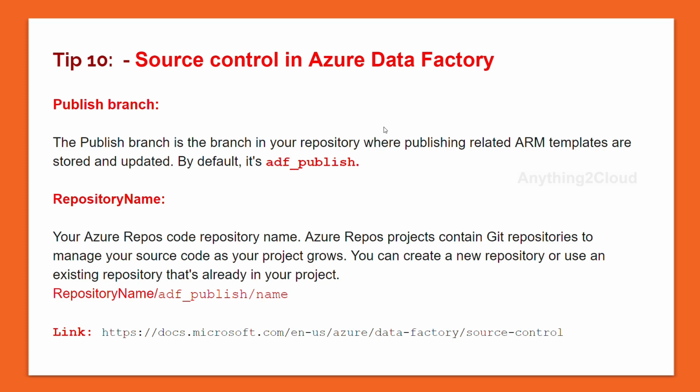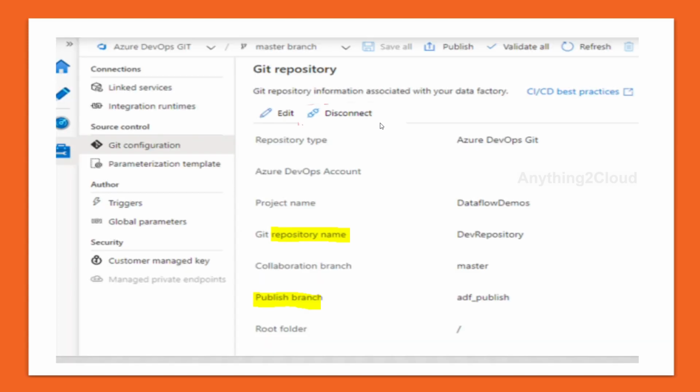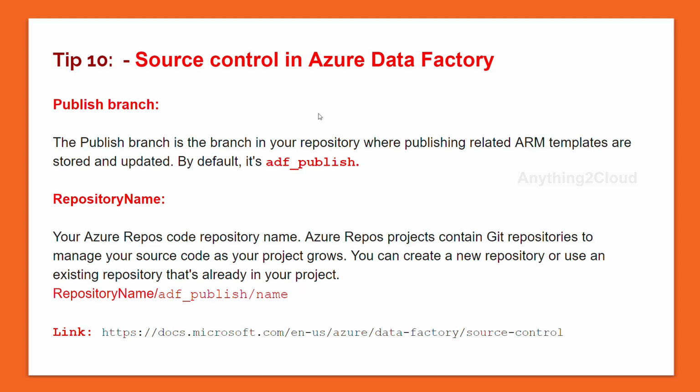The next step is on source control in Azure Data Factory. In Azure Data Factory, when you configure using Azure DevOps, you can see the configuration as shown in the screenshot here. You will have a repository type, then the repository account, then the project name, then the repository name, followed by the collaboration branch, then the publish branch. This publish branch is the branch in your repository where the publishing-related ARM templates are stored and updated. By default, it is adf_publish.